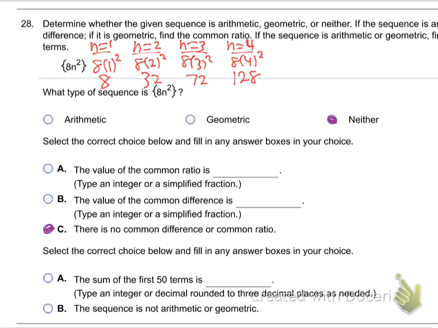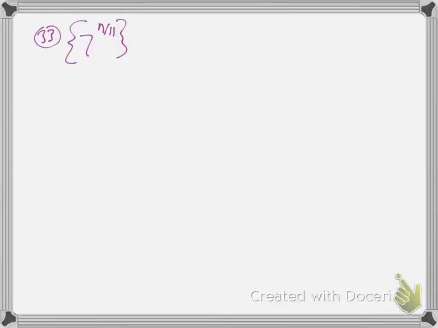And then the last part. So try that one. Plug in 1, 2, and 3, and see what you get there. So plug in 1: 7 to the 1/11th. Plug in 2: 7 to the 2/11ths. Plug in 3: 7 to the 3/11ths. So my question is, is that arithmetic or geometric or neither?